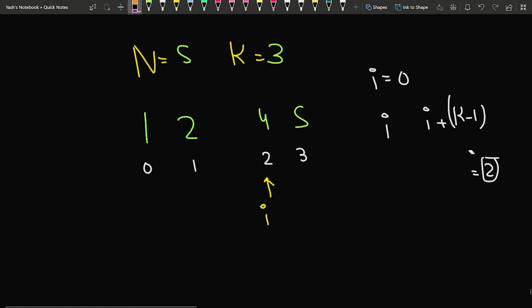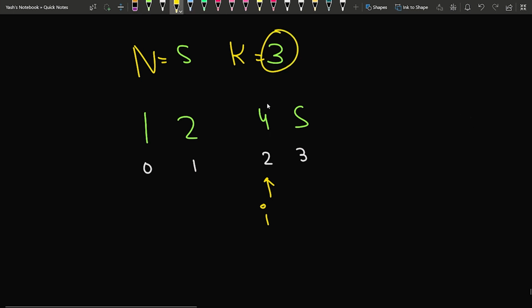So I need to kill what? I need to kill, again, the kth person from here. So if I see, I want to kill the third person. So the third person is what? I can say that 4 is the first person, then 5 and then 1. I want to kill this, right?